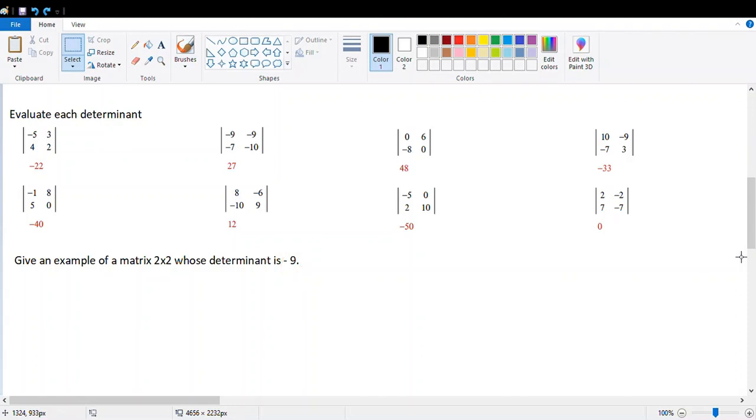Then let's practice because this is very important for the next video, because in the next video I'm going to explain Cramer's rule. Remember, Cramer's rule uses determinants to solve systems of linear equations. Then first we have to understand how we can evaluate determinants.